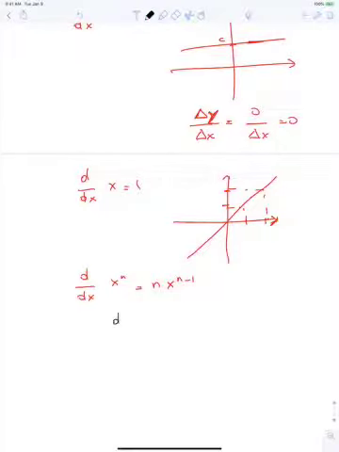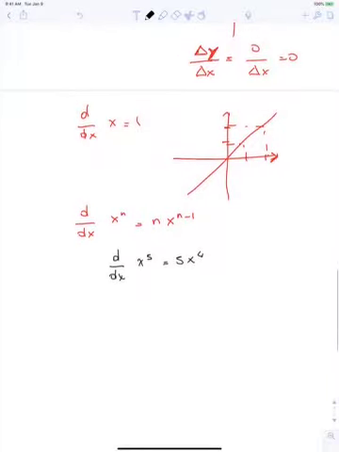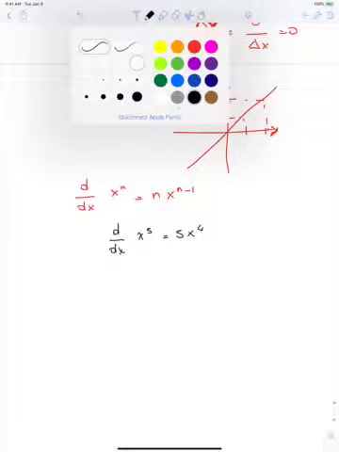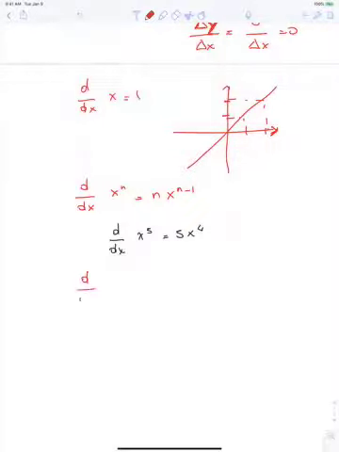So if we write the derivative of x to the power 5, this is going to be 5 times x to the power 4. This is pretty straightforward. If we have a function multiplied by a constant, then the derivative is the derivative of the function times the constant. So if we have the derivative d/dx of k times f of x, this is equal to k times the derivative of f of x.